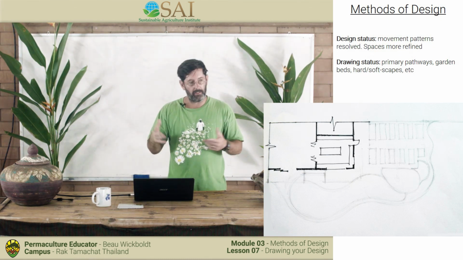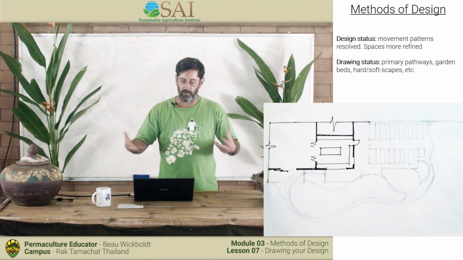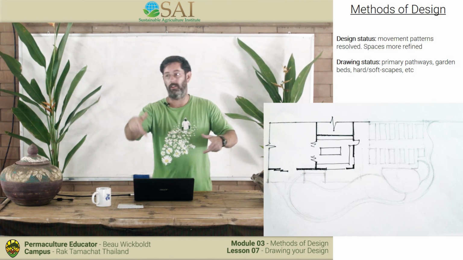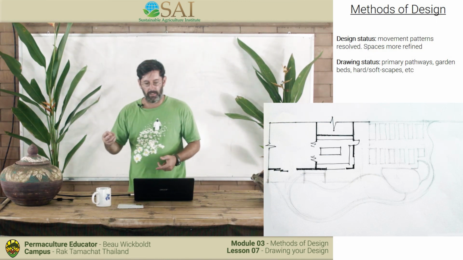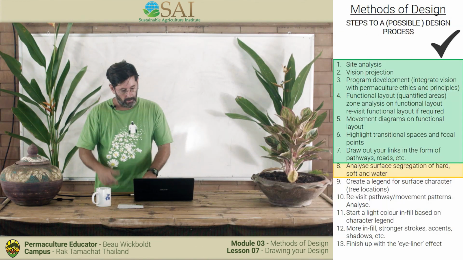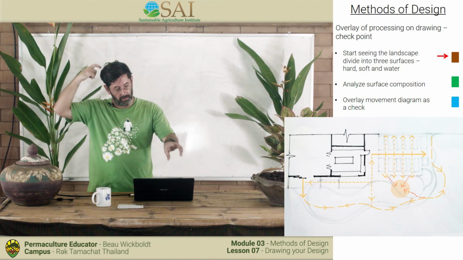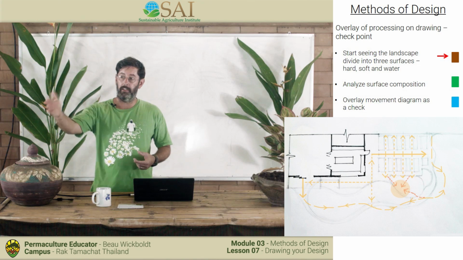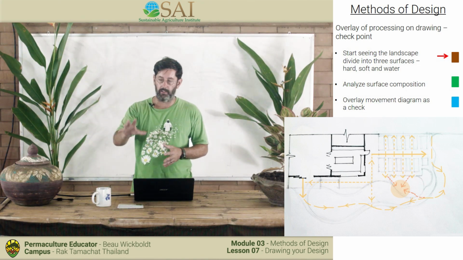So design status currently: the movement patterns have been resolved. She knows where people are going to move or interact with her design. Spaces have become more refined for their zoning. Her primary pathways, the garden beds, and the hard and softscapes have been placed. So she wants to do analysis. Now she comes back, she has laid those out, she has her analysis, and she's going to get a color coding. She wants to add color at the end, so she needs a color code for what she's doing. So this is an overlay of her process.